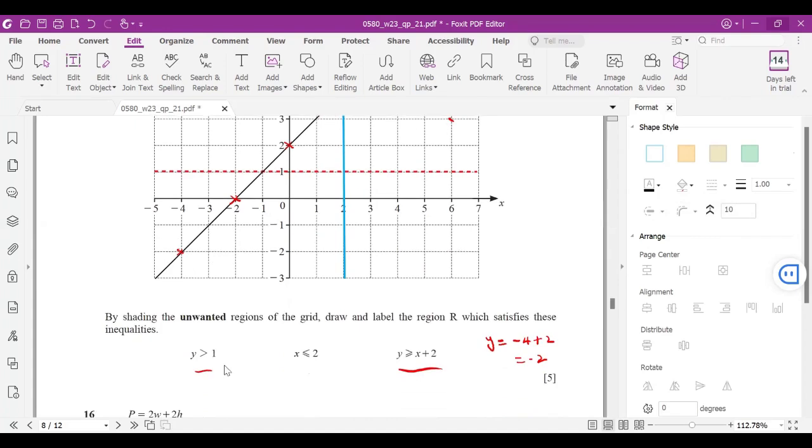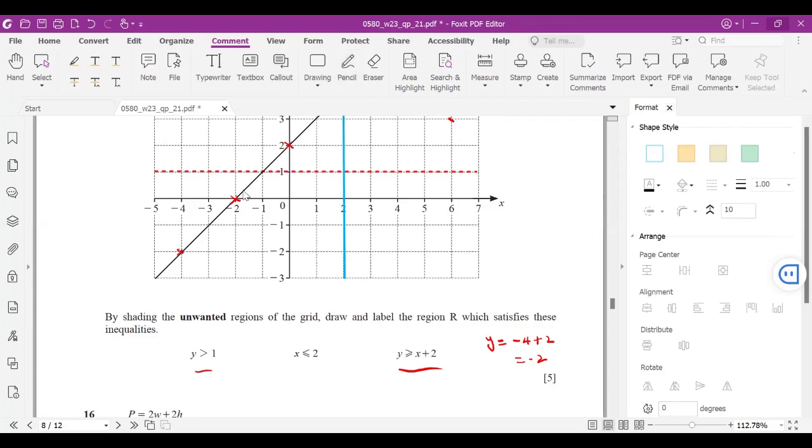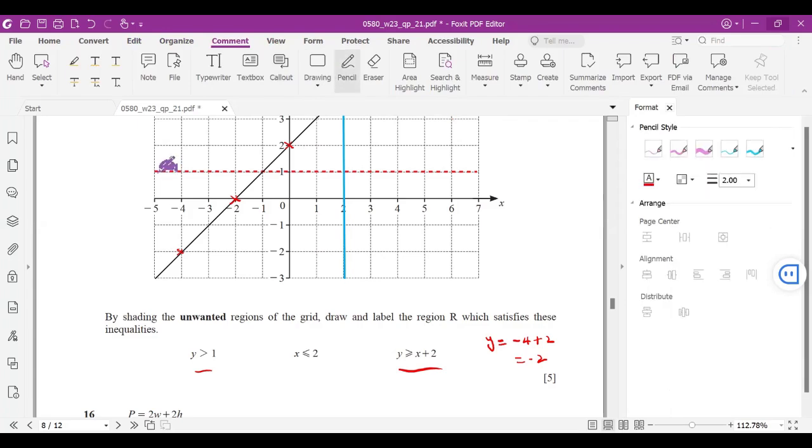If we look at the first line, the red line that is broken, the required region is above. Y is greater than 1. So if you are going above, you are going to see where Y is 2, where Y is 3. Any number greater than 1 will satisfy this first inequality. That means any number less than 1 will not satisfy this inequality. So we are going to shade below this line.